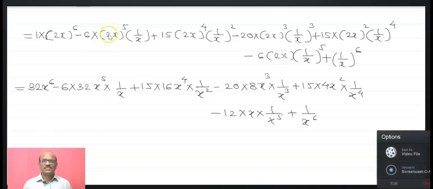Now see this here. What are the values? This is 6, 2 raised to 5 is 32 into 1 upon x, plus 15, 2 raised to 4 is 16 into 1 upon x square. Next is 20, 2x raised to 3, that is 8x cube into 1 upon x cube, plus 15, 2x bracket square means 4x square into 1 upon x raised to 4. Now next is 6 into 2, that is 12 into x into 1 upon x raised to 5, plus 1 upon x raised to 6. I will change here. This is the 64 in the next step.